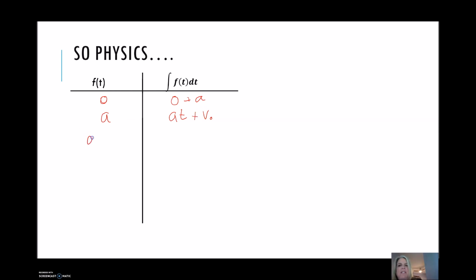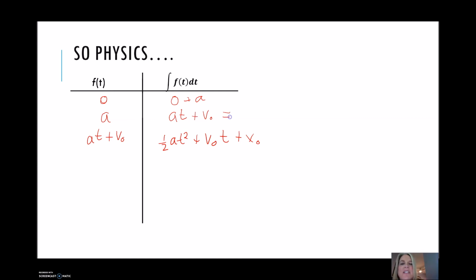And then what if we take another integral? What if we take an integral of at plus v naught? Well, that would give us, so this is 1, so plus 1, we put it over 2. That gives us 1/2 at squared plus v naught t plus our constant, which is our initial conditions, which we're just going to call x naught because we like to. Huh. Wow. Interesting, right?